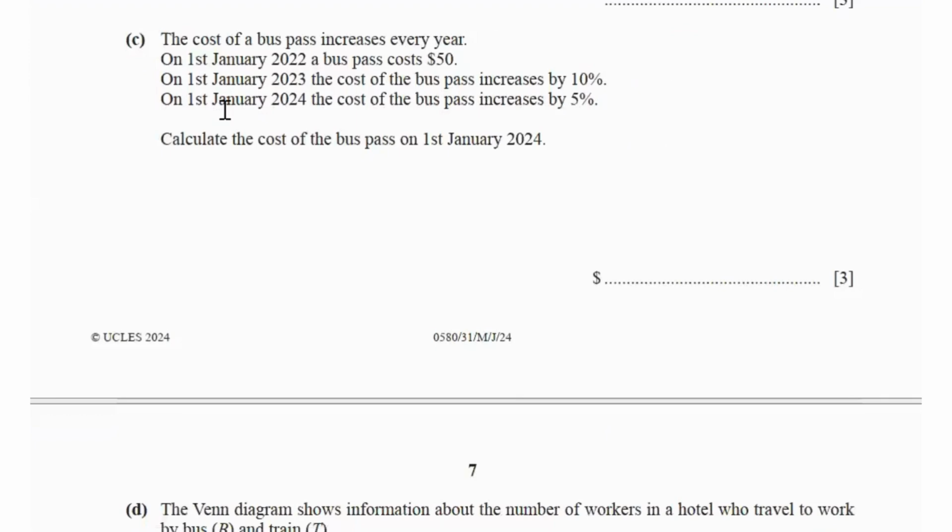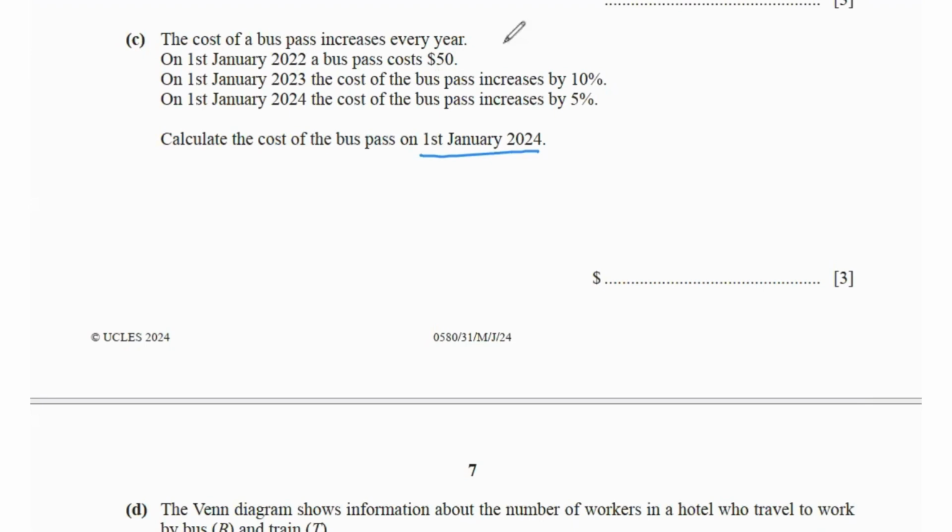Part C says the cost of a bus pass increases every year. On 1st January 2023, the cost of the bus pass increases by 10%. On 1st January 2024, the cost of the bus pass increased by 5%. So we have to calculate the cost of the bus pass on 1st January 2024.